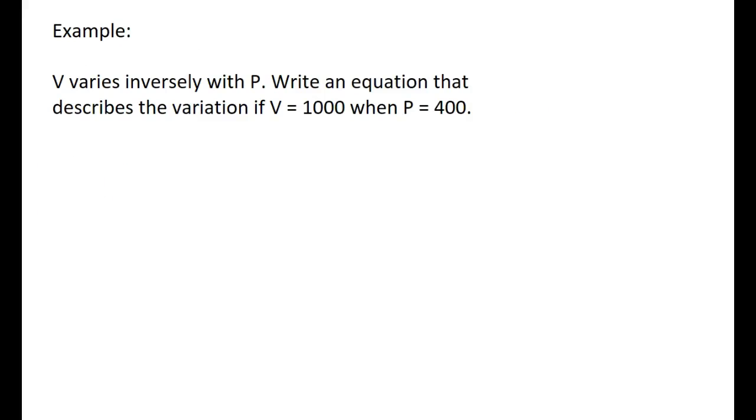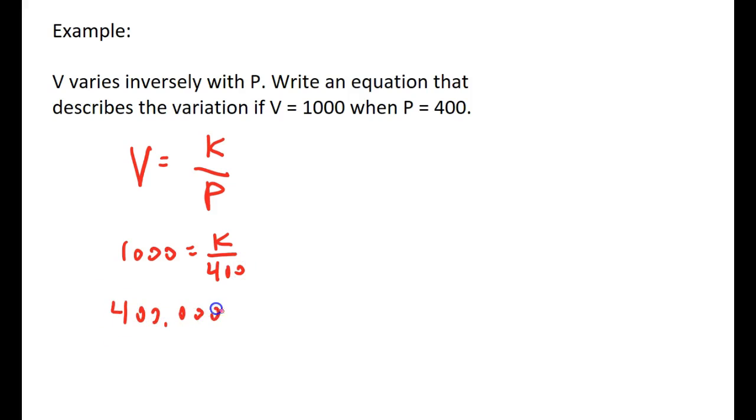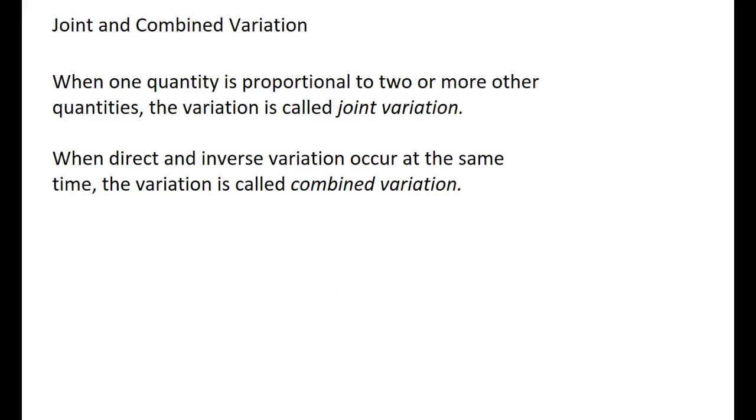So here's an example. V varies inversely with p. That means v equals k over p. Write an equation that describes the variation if v equals 1,000 when p is 400. Okay, I'm going to put 1,000 in for v, 400 in for p, and I get k is 400,000. So here's my equation. V equals 400,000 over p.